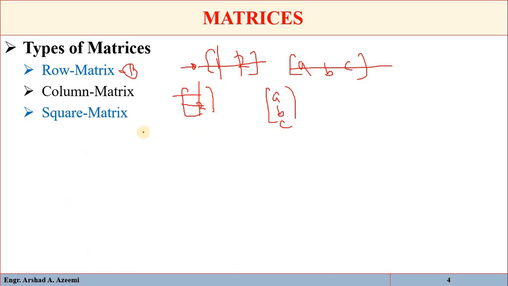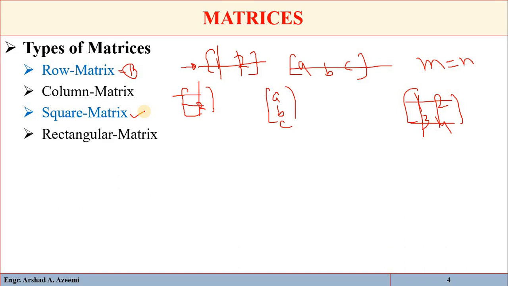We have the square matrix. A matrix in which the number of rows is equal to the number of columns is called a square matrix. For example 1 2 3 and 4. In this matrix we have two rows and two columns. So in any matrix, when the number of rows is equal to the number of columns, it is called the square matrix.